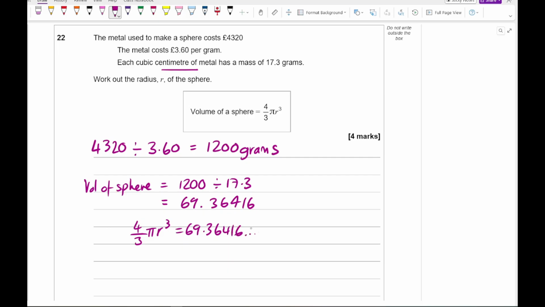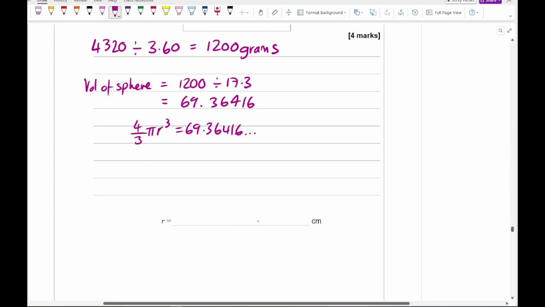Which, if I've still got that value on the calculator, then this is what I should have. Now what I need to do is try and work out what R is. So first thing I'm going to do to this number is multiply it by 3. Then I'm going to divide by 4. Then I'm going to divide by pi. And then I'm going to cube root the answer.